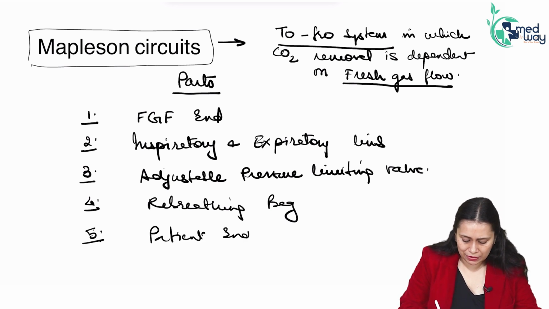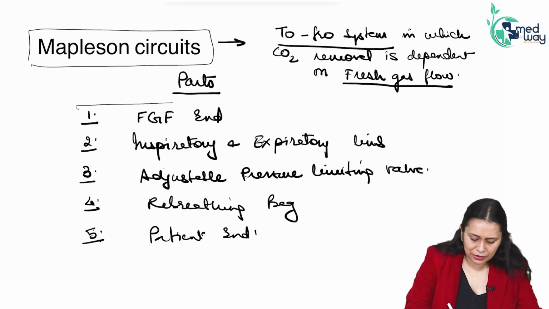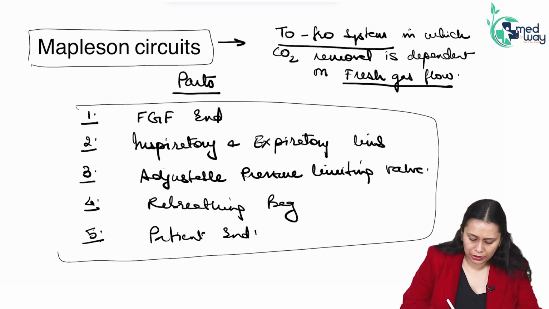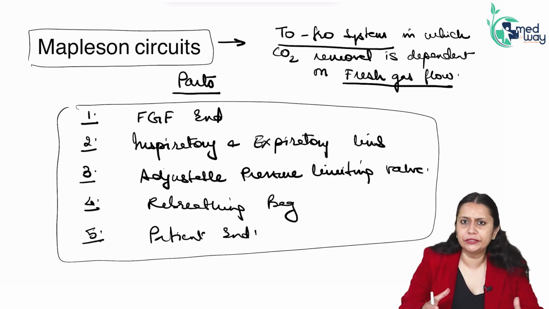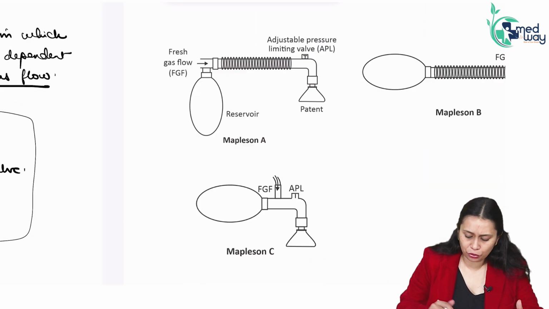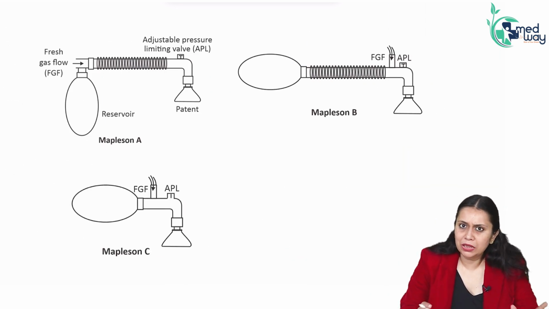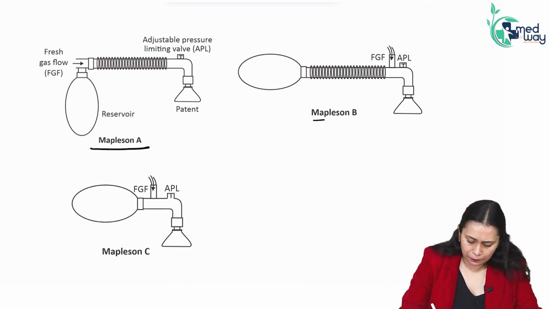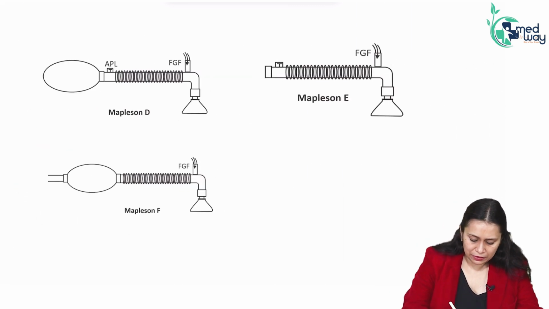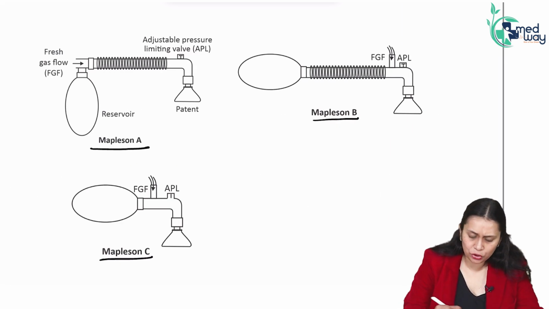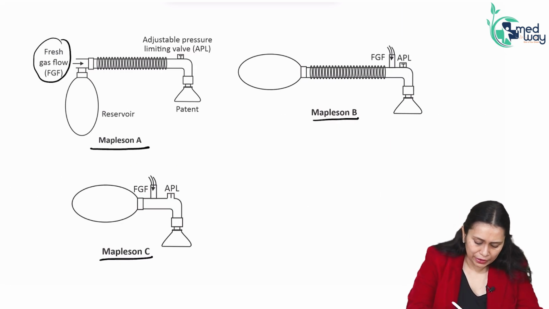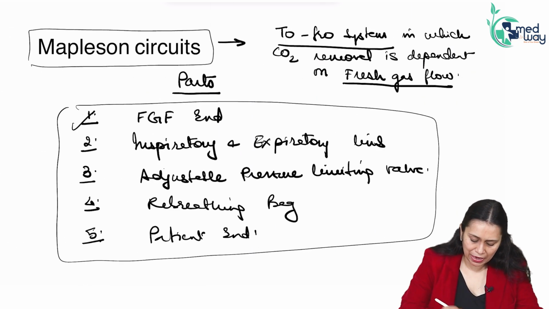Now, there are 6 Mapleson circuits: A, B, C, D, E, F. All the Mapleson circuits will have the same parts. Only the arrangement of one part relative to another is changed, and a different circuit comes into existence. So if I show you, we have a total of 6 Mapleson circuits, A, B, C, D, E and F, right? And all of them have the same parts. So if I show you the fresh gas flow inlet, right? Mapleson A has it.